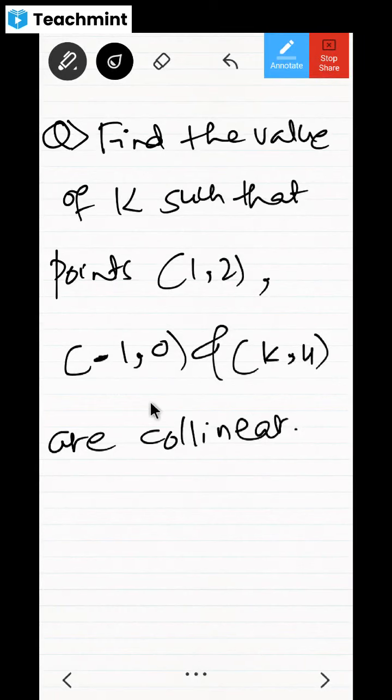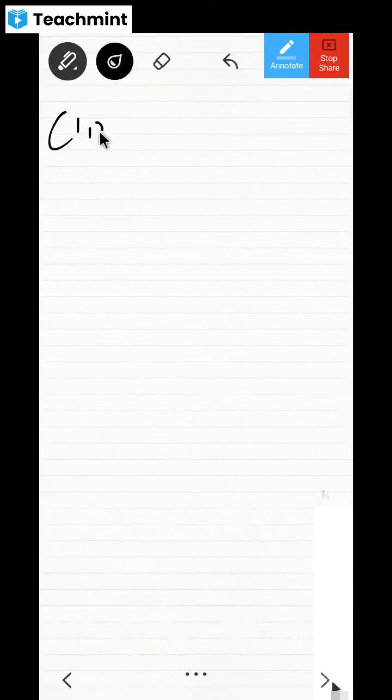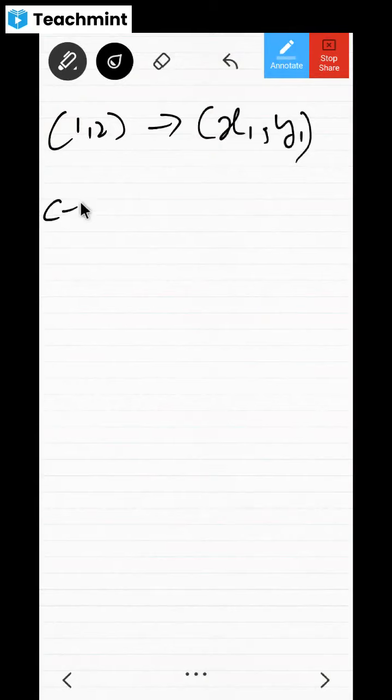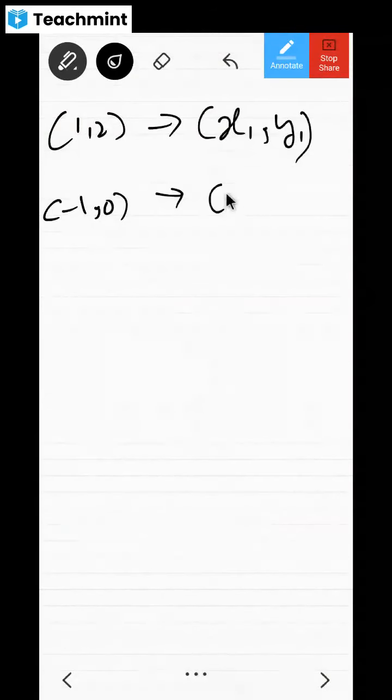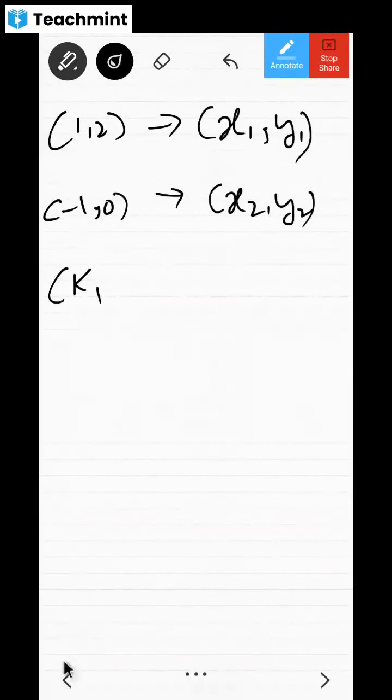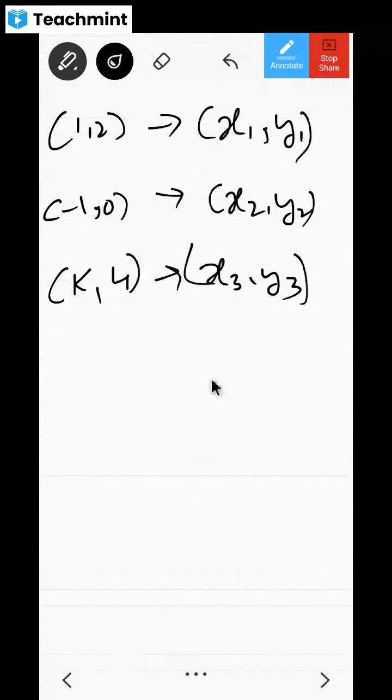Has everyone written the question? Yes, sir. So now what you are going to say? You are going to say this 1 comma 2 as x1 y1, no? And minus 1 comma 0 as x2 y2, no? Now next is k comma 4. K comma 4 as x3 y3, right? Are you going to call like this or not?